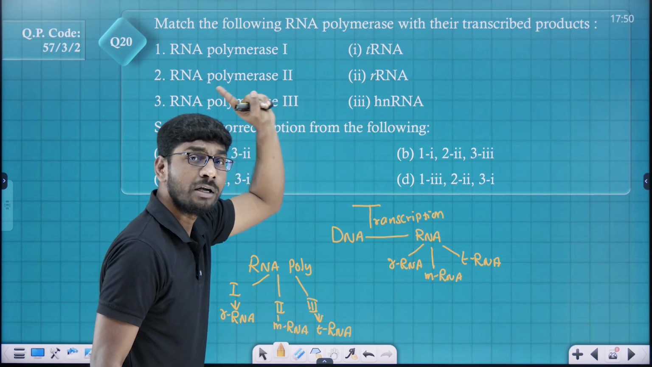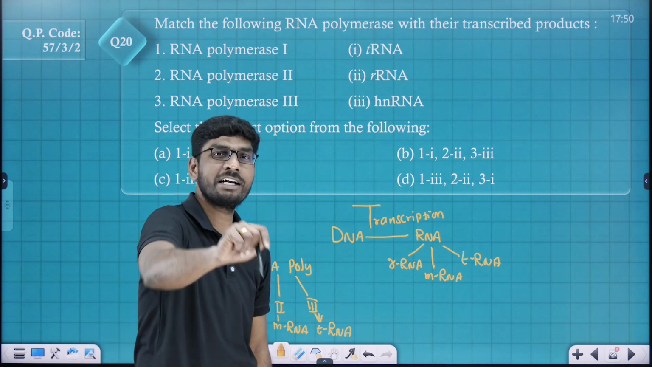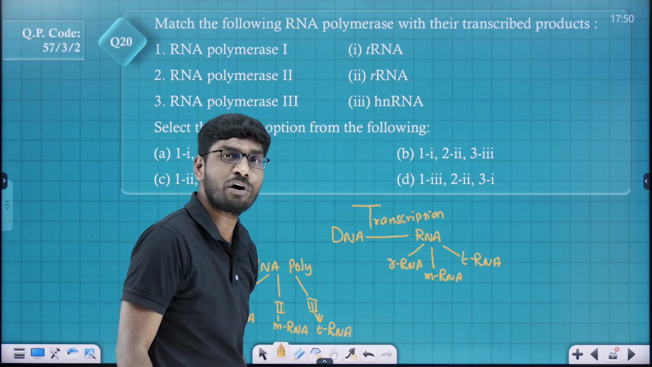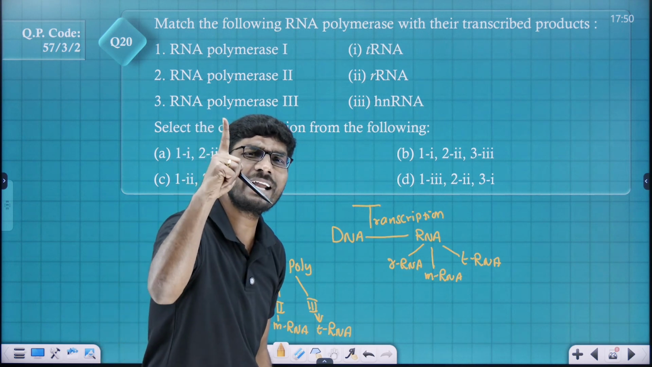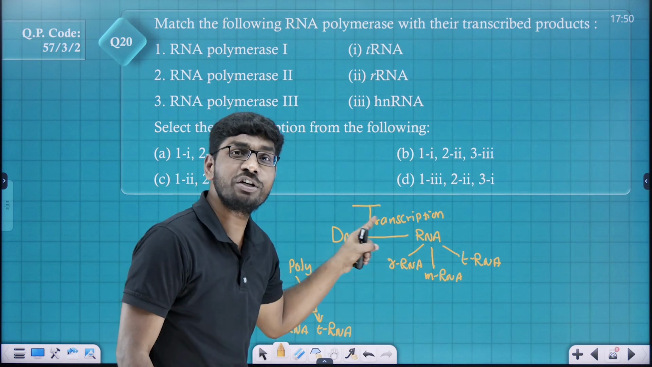Carefully read this one. This is only in eukaryotes. Don't get confused in the exam. If they're asking bacterial transcription, which of the following enzymes is required? Only one type of enzyme in bacteria. I'm talking about eukaryotes. This is eukaryotes.